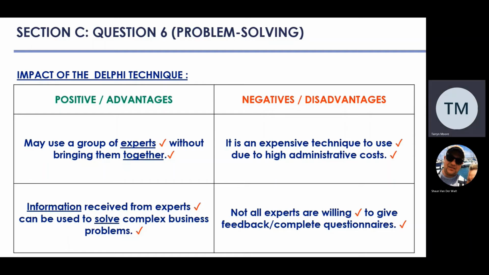Remember, split ticks. Half the sentence, you get your first mark. Second tick is at the end of the sentence. If you say experts are not willing, you will only receive 1 mark. If you say it's an expensive technique, you will only be issued with 1 mark. Explain to us why it is a disadvantage. Explain to me why it is an advantage. Don't just give me something in short.